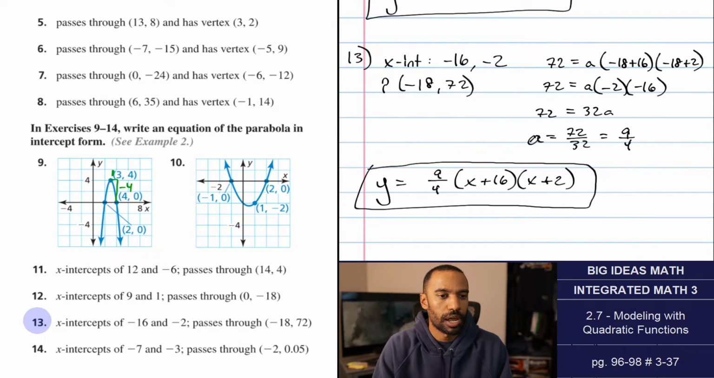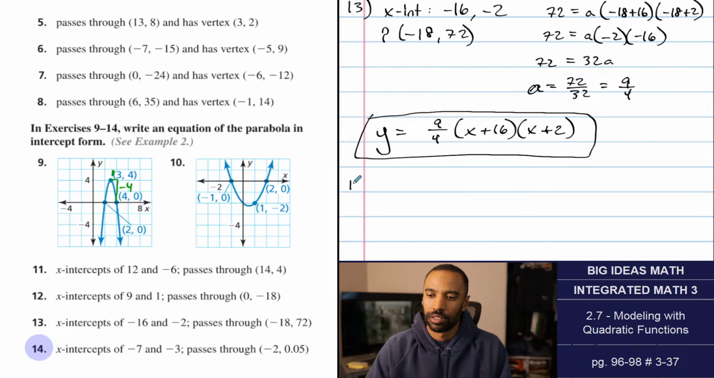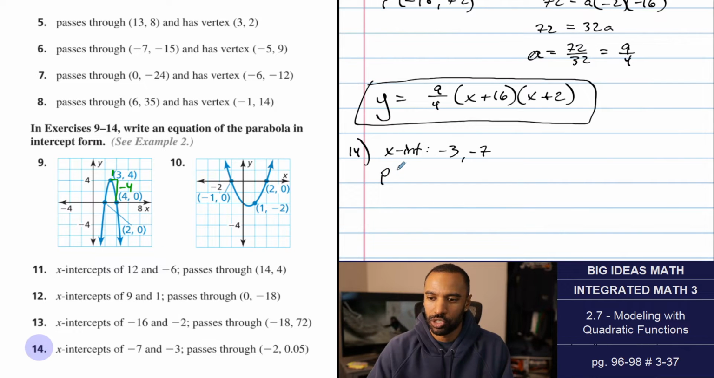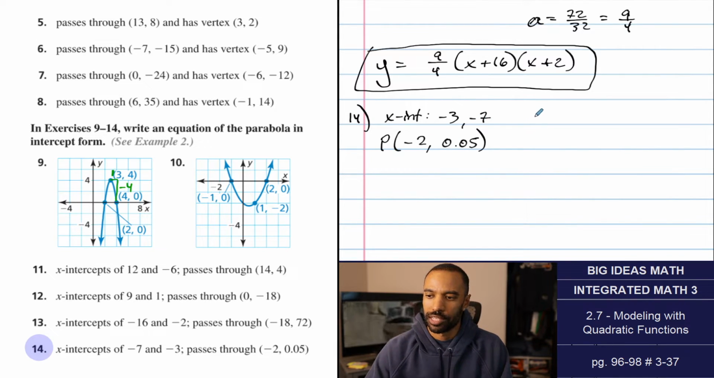Okay, let's go to number 14, probably the last one of this set, where we have x-intercepts of negative 7 and negative 3. Well, I wrote a negative 3 first for some reason. And it passes through the point negative 2, 0.05. Okay? So let's get to that first part.